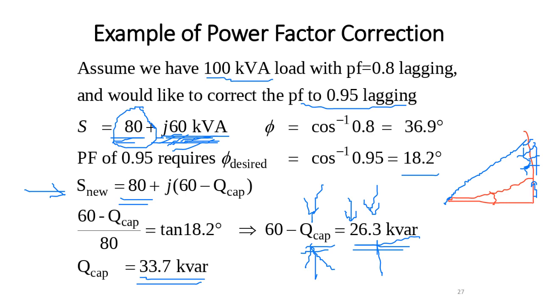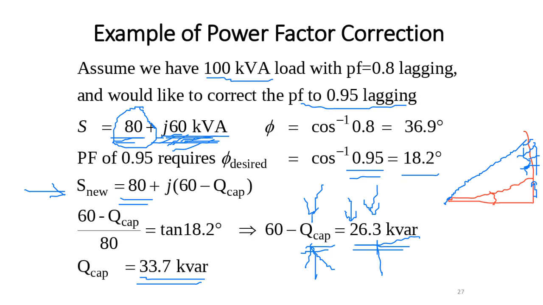Okay, so the system does not see any reactive power, so the power factor becomes 1. But the power factor is not 1 in this case. The power factor is 0.95. What does it mean? It means that some reactive power will come from the generator, from Ras Laffan, from the generating stations.